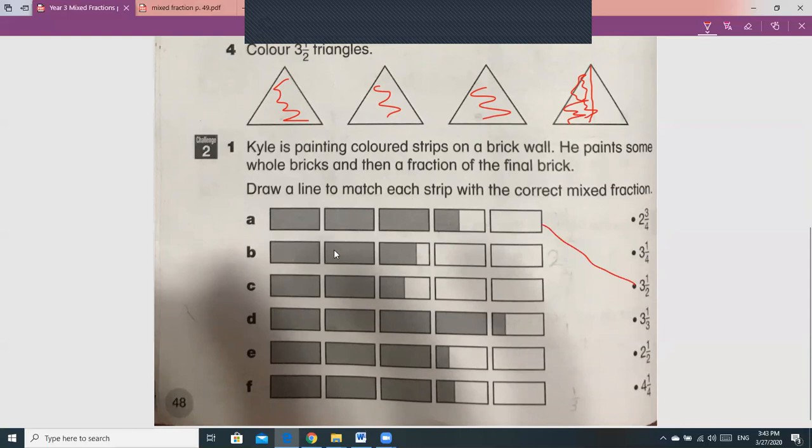1, 2, 2 whole bricks. And for this one, you have 2.5 and 2.75. Do you think this one is what? Can it be 2.5? This is a half. Is this equal to this part? No. It's more than half. So it would be 2.75.